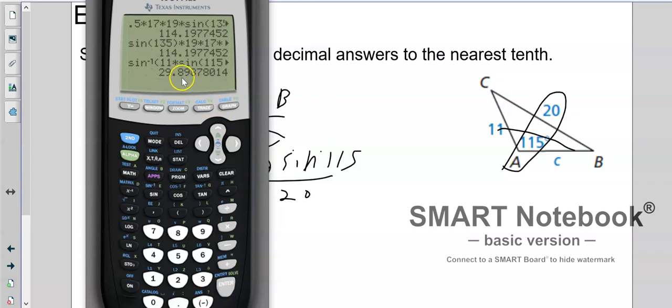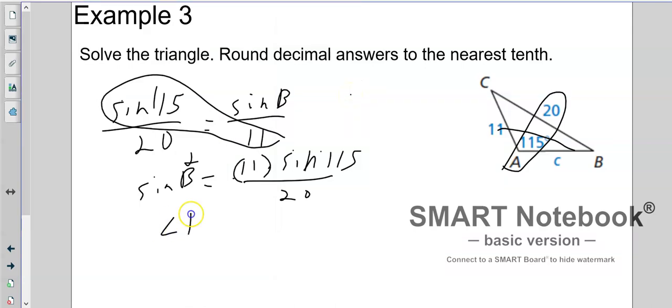And it says round to the nearest tenth. So this 9 tells the 8 to round up. So it's 29.9. So angle B is 29.9.